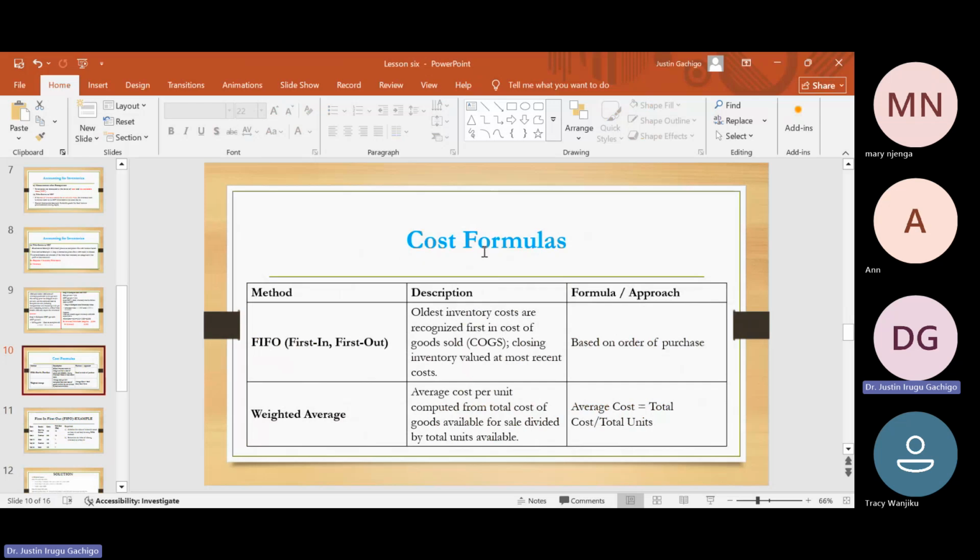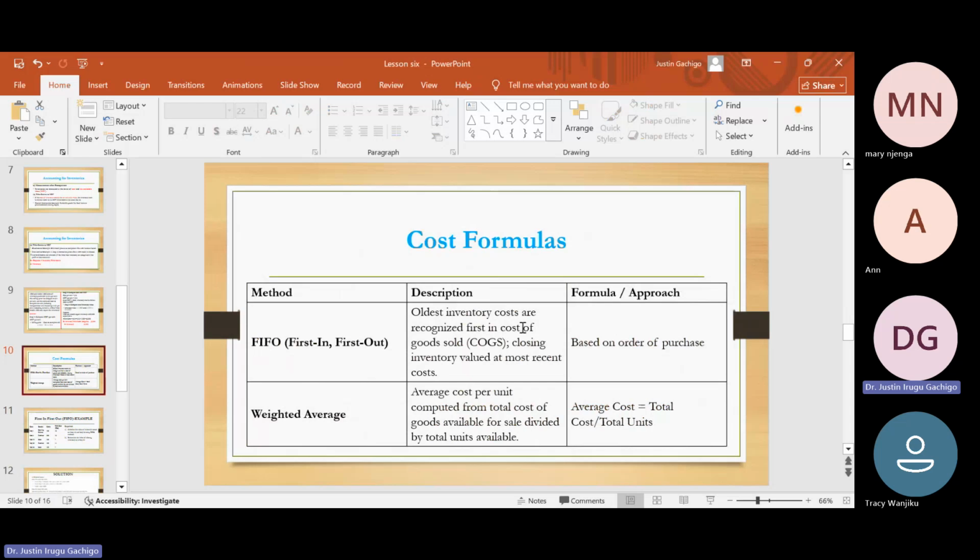So we look at the cost formulas. I have talked about the first in, first out, and I'm very sure this is something that you have handled at maybe the cost accounting. So I'm not really doing so much on this one. But the first in, first out, this is where we value the oldest inventory first. So the oldest inventory are recognized first.